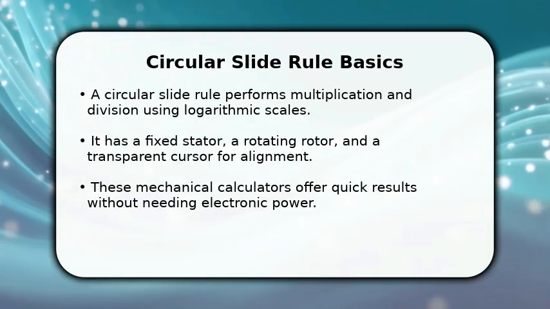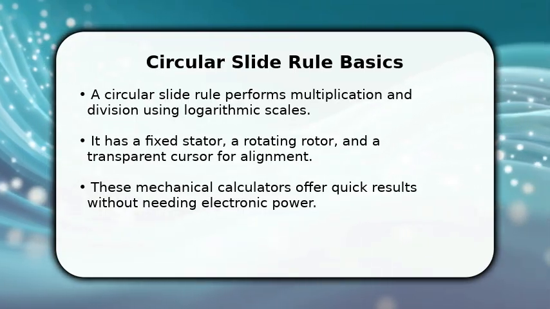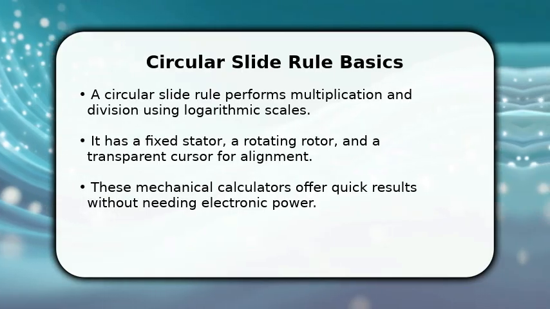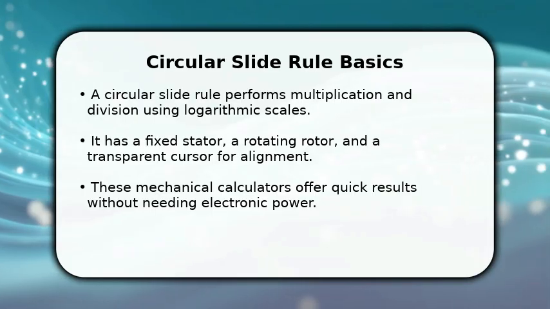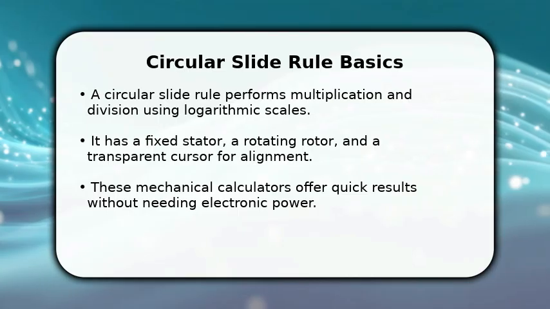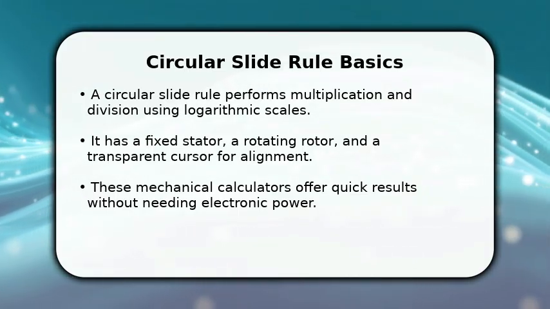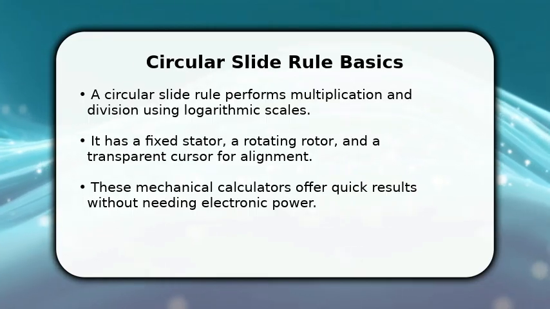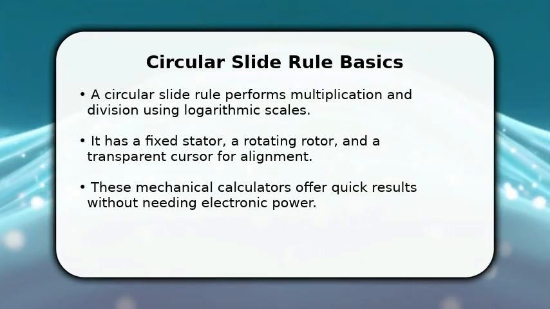In this video, I will explain how to use a circular slide rule. This ingenious device performs complex calculations like multiplication and division using logarithmic scales. It consists of three main parts: a fixed outer ring called the stator, a rotating inner disk known as the rotor, and a transparent cursor. Understanding these components is the first step to mastering this powerful, non-electronic tool for quick computations.